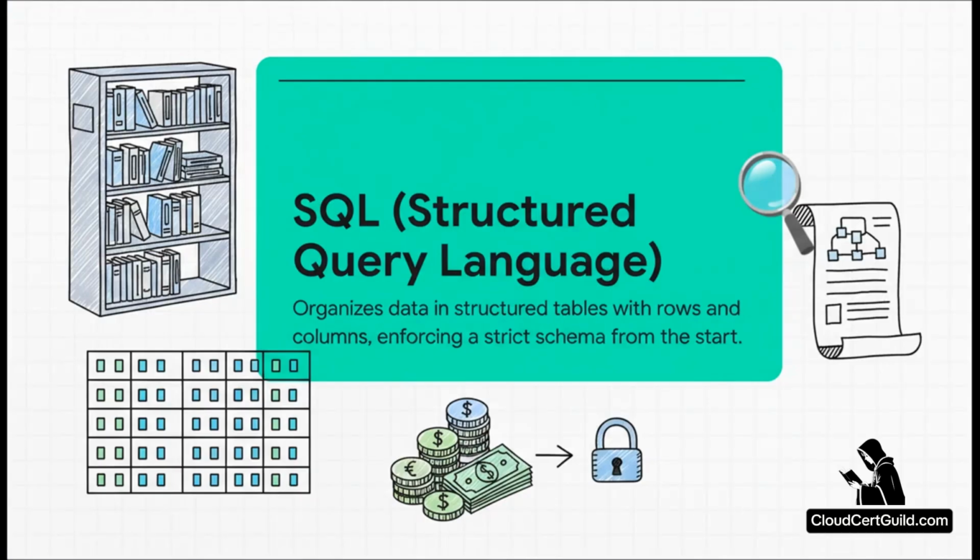First up, let's talk about SQL. It stands for Structured Query Language, and this is our organized library. Just like that library, a SQL database demands that you define a strict structure up front. It's called a schema. You've got to decide exactly what your tables, rows, and columns will look like before you put a single piece of data in. Now that might sound rigid, but it's absolutely fantastic for making sure your data is consistent and reliable. It's why it's the gold standard for things like financial systems.